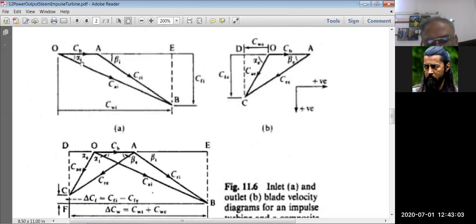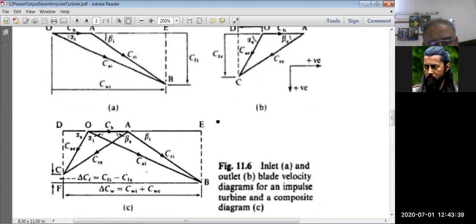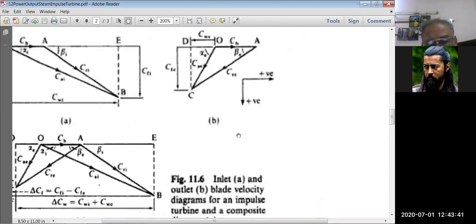Alpha means velocity angle, the angle the velocity of steam makes with the blade direction at the inlet. So subscript I is for inlet and E for exit. So alpha I, beta I. Beta I is the relative velocity angle to the blade. It is the angle between blade direction CB and the direction of the relative velocity CRI at inlet. This is called beta, and beta I means beta at inlet, beta E means beta at outlet.